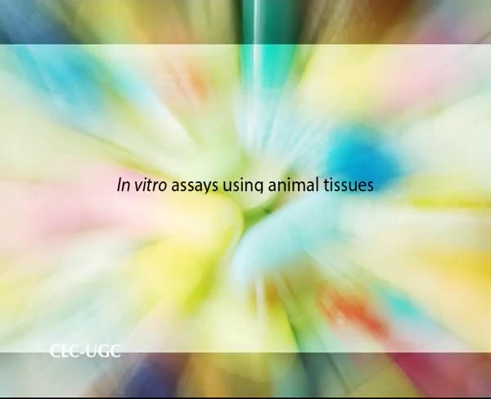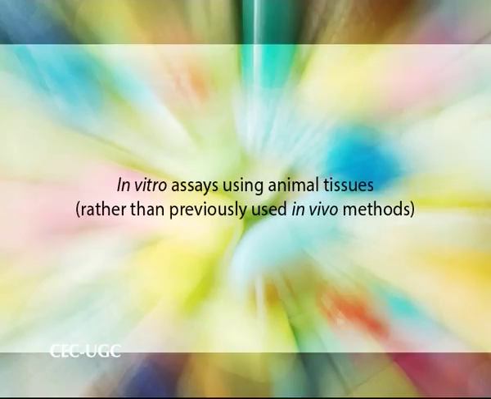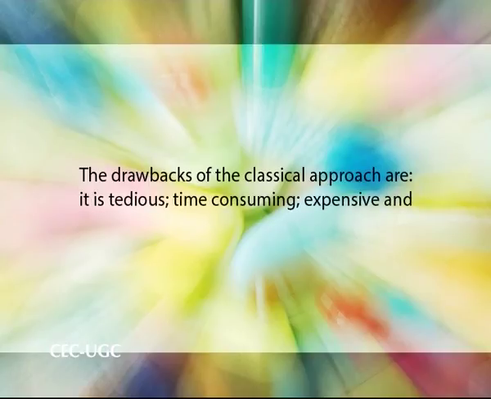A more rational and elongated approach became mainstream in the 1980s, that is, in vitro assays using animal tissues rather than the previously used in vivo methods. This approach became central in the process, giving valuable information on structure-activity relationship and eventual pharmacophore construction. The drawbacks of the classical approach are that it is tedious, time-consuming, expensive, and it is trial and error.